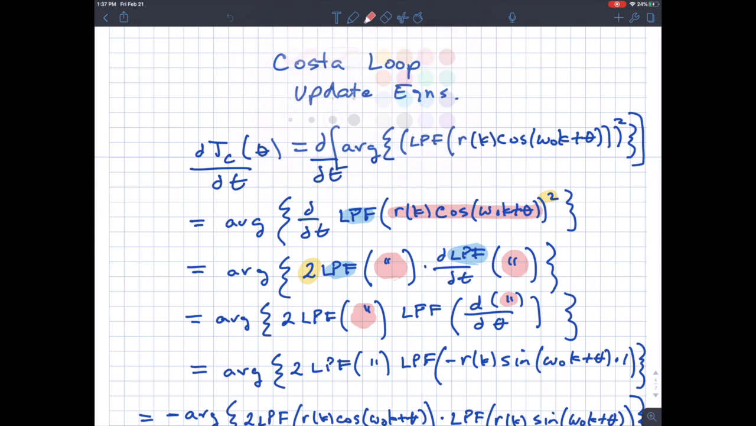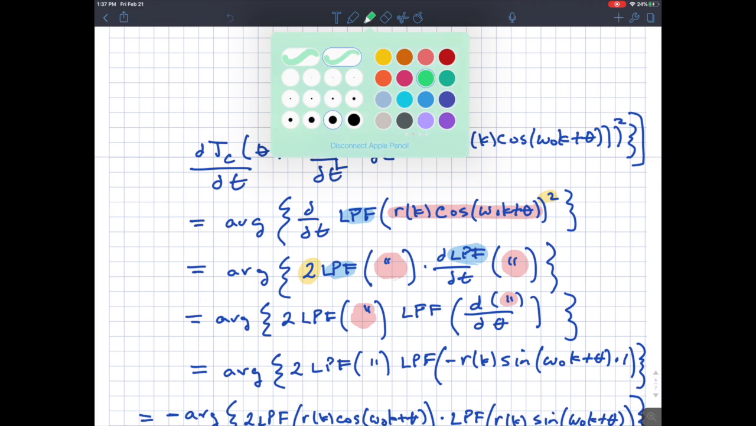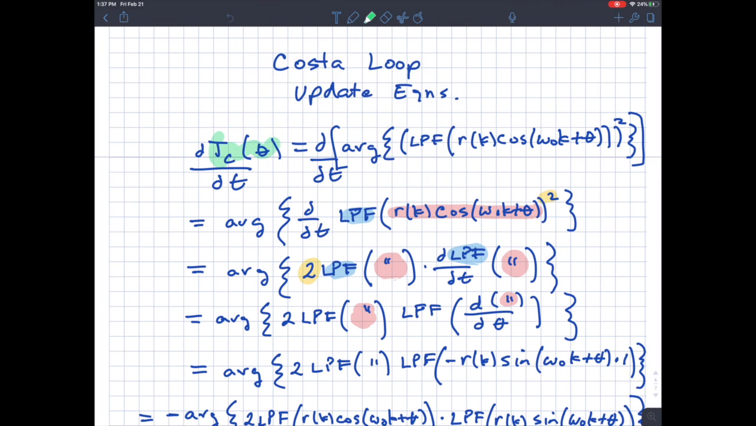given by the expression below, where we look at J_C of theta. Let me highlight that. J_C of theta, highlighted in green, is here, and so we're taking the average of the low-pass filter of the received signal times the local oscillator, low-pass filter, all that, and then square it.